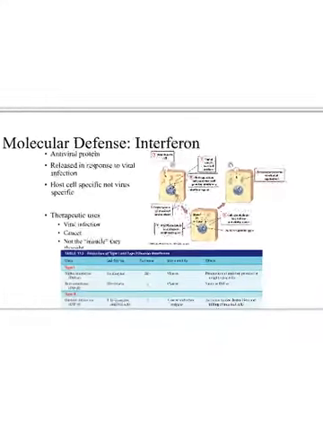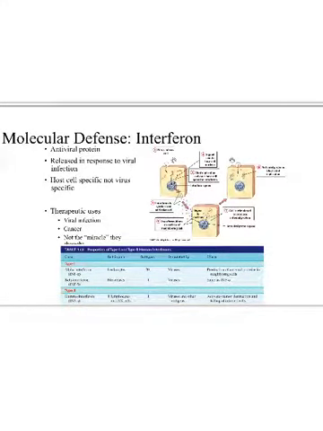Okay, now interferon is an antiviral protein. So it's considered a molecular defense. So it's not cellular, it's molecular. What happens is it gets released whenever you have a viral infection. And it's specific to host cells. So it's specific to the cells, not to the virus.